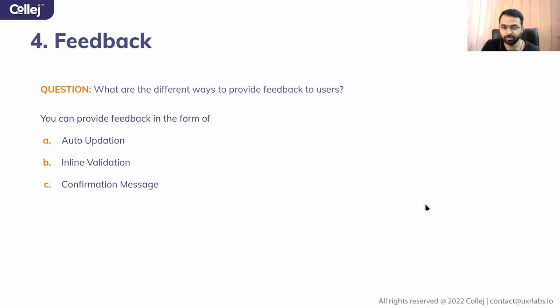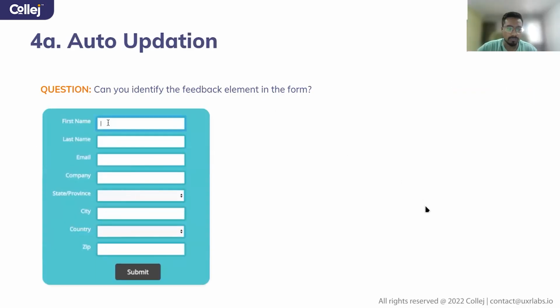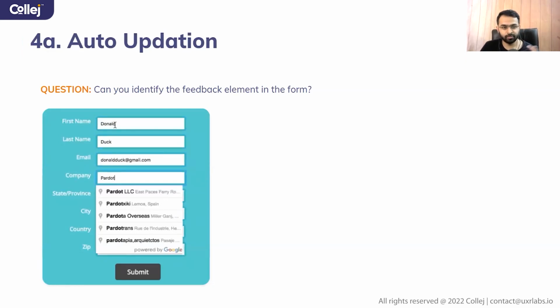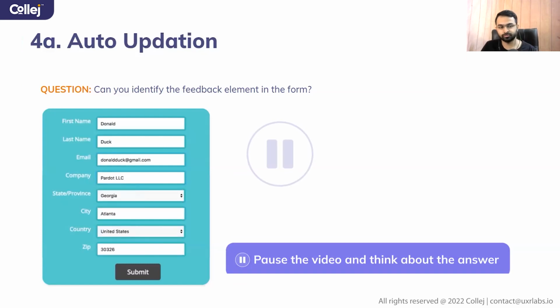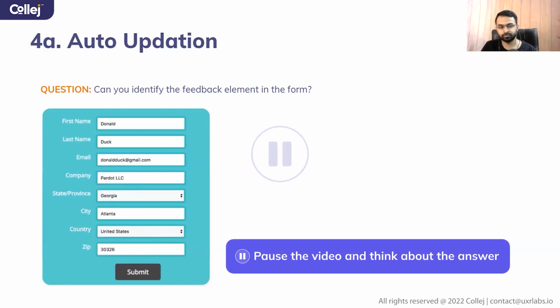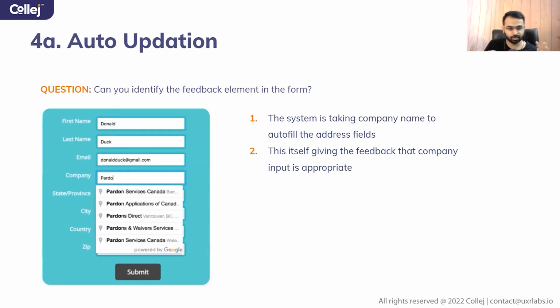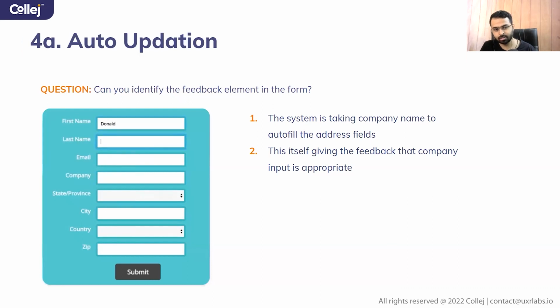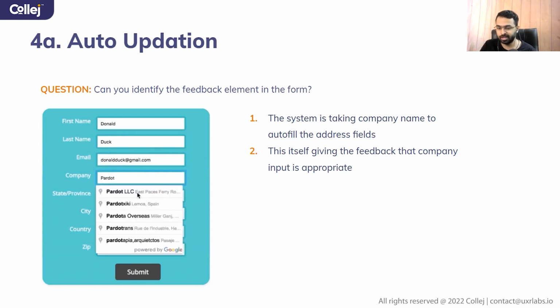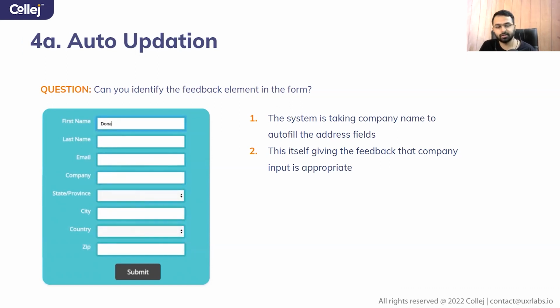So if we look at some of the examples, right, can you identify, so we have looked at this example previously too, but can you identify the feedback element in this form? So autofill, right? Auto updation. So you are selecting and everything is getting filled automatically. So that's also a way of giving feedback that, okay, I took your data from you and I fetched everything and I minimized your effort there, right? So system is taking company name to autofill the address fields. And this itself gives the feedback that the company input is also appropriate. It's not wrong.